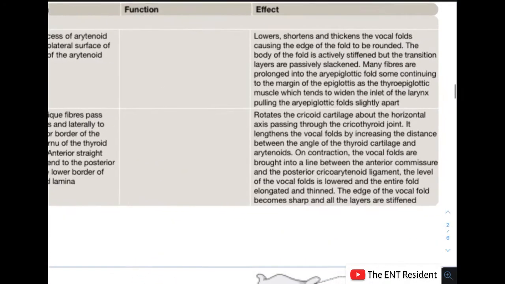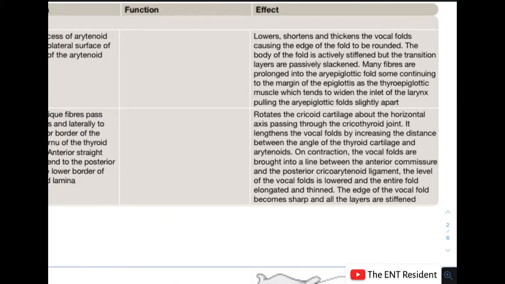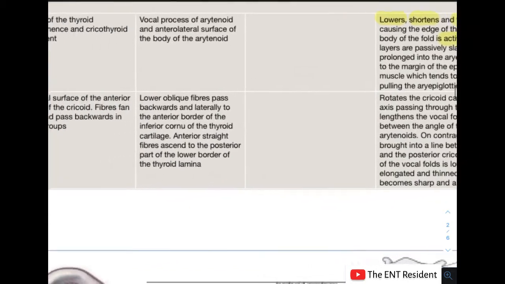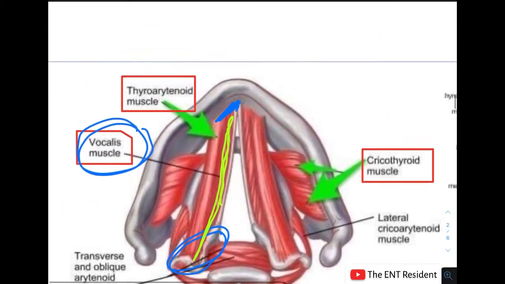Now, the effect of this muscle on the vocal fold is important. It lowers, shortens and thickens the vocal fold, causing the edge of the fold to become rounded. In this case, the body of the fold is actively stiffened. You saw earlier that the posterior and the lateral cricoarytenoid muscles were passively stiffening it. Many fibers are prolonged into the aryepiglottic fold, some continuing to the margin of the epiglottis as a thyroepiglottic muscle, which tends to widen the inlet, pulling the AE fold slightly apart. So, now we have seen this vocalis muscle already.